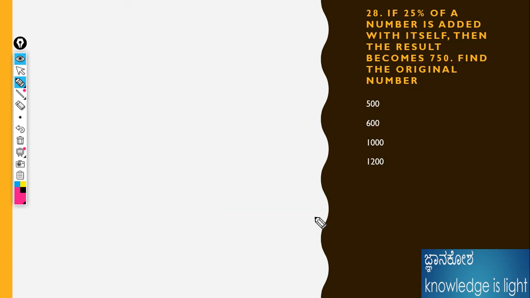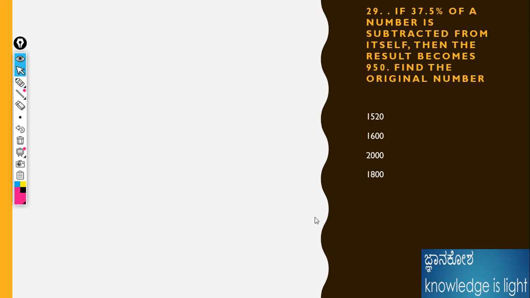Okay, now the next problem, 28. If 37.5% of a number is subtracted from the number itself, then the result becomes 950. What is the original number?